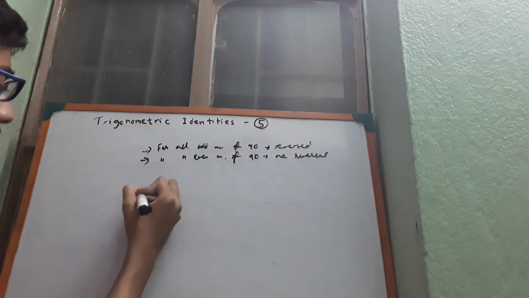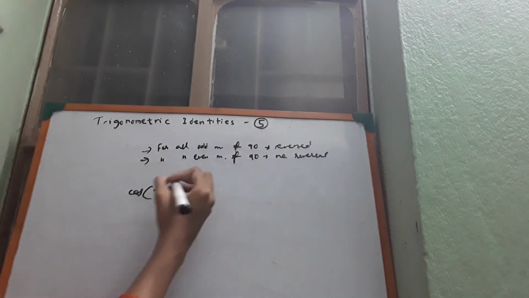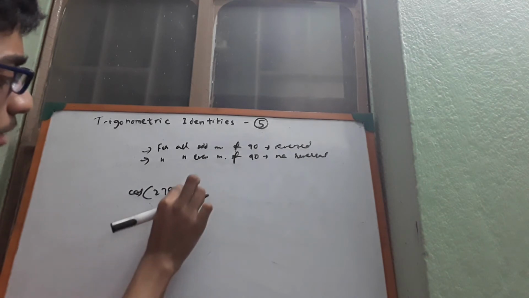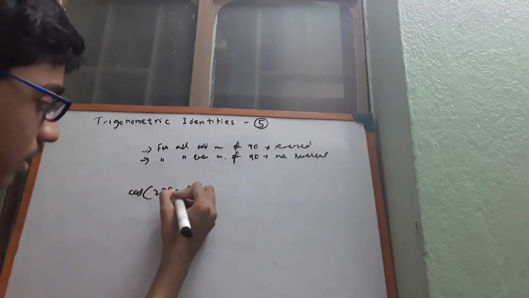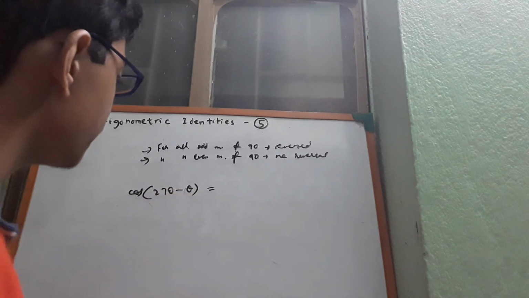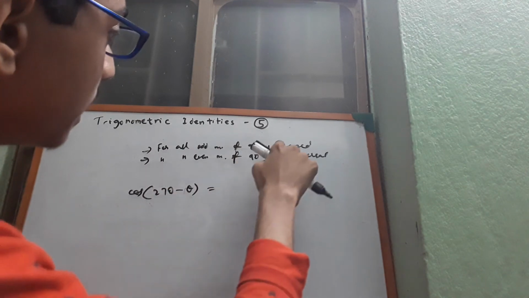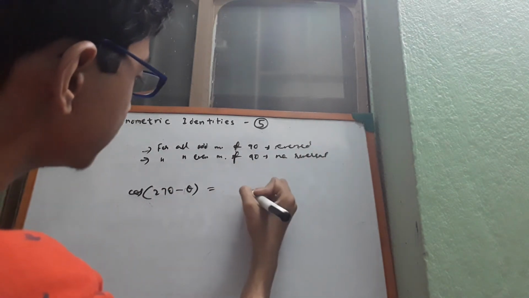For instance, if we have cos of 270 minus theta, let's say, whether it's a minus here or plus, it matters, obviously, because that will determine the quadrant. So 270 is 90 times 3, an odd multiple of 90. So for odd multiples of 90, reverse, so we will have some sine theta here.